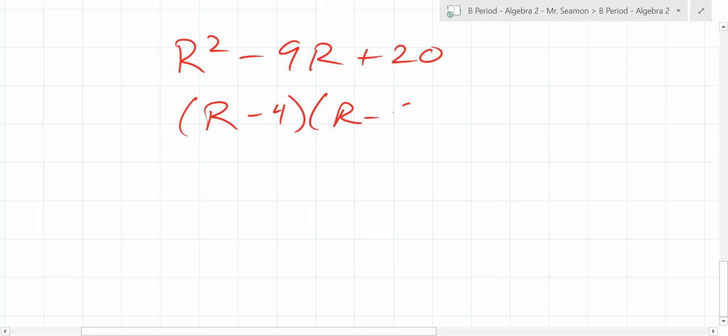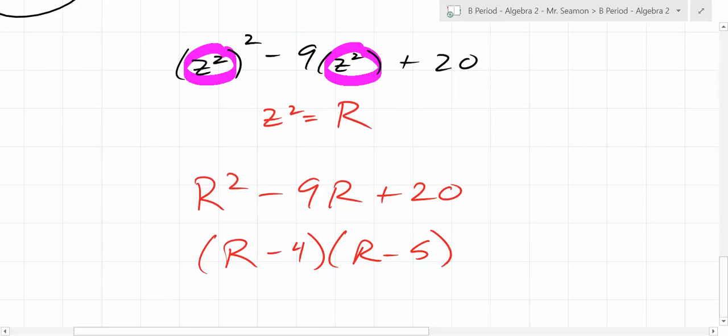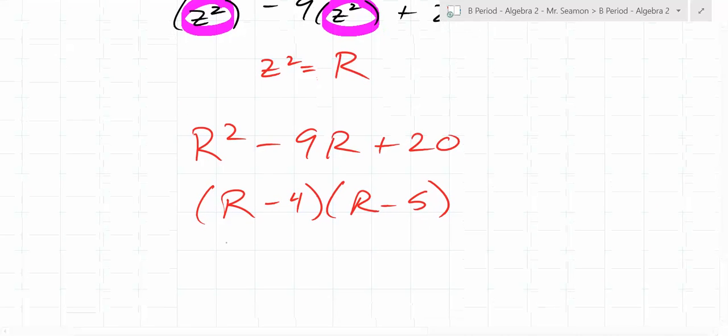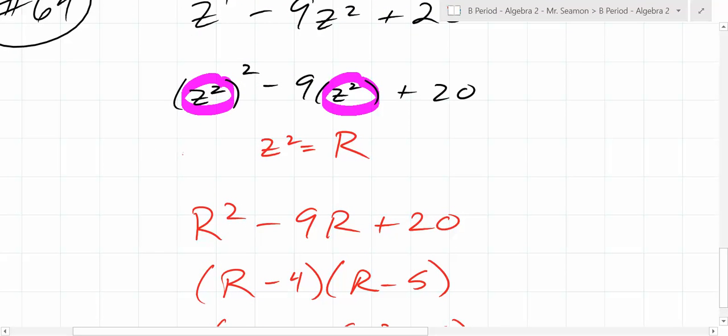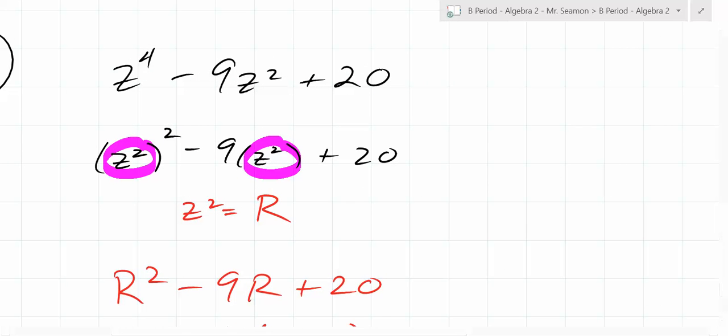Yeah, exactly. So you know this has to be true, right? But what does r equal? Z squared minus 4 times z squared minus 5. This is recognizing the fact that if you can break it down like this, you can kind of turn it into a quadratic. My term, and this is not what the book calls it, I call this a fake quadratic.